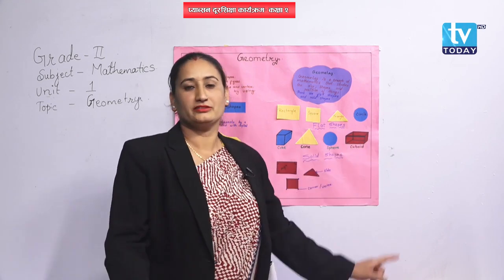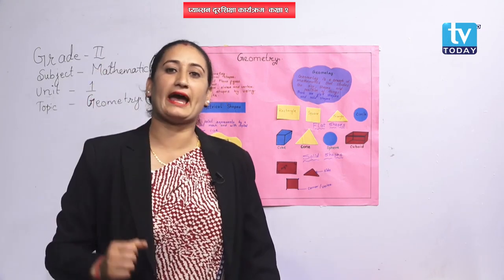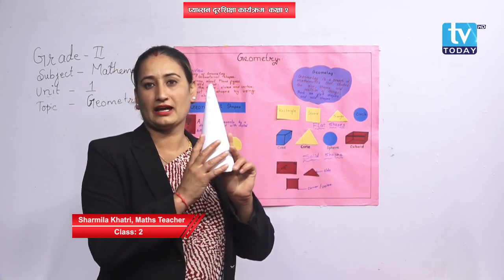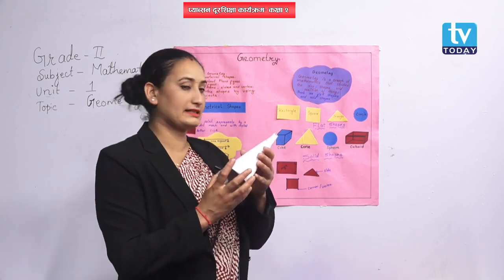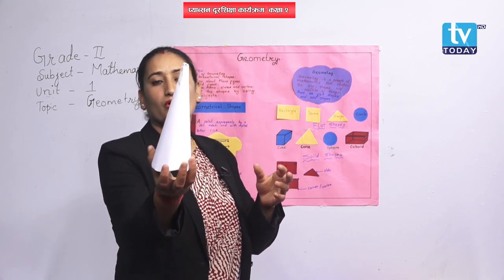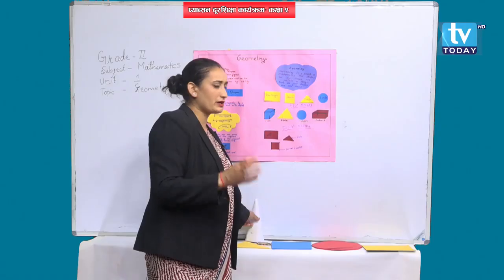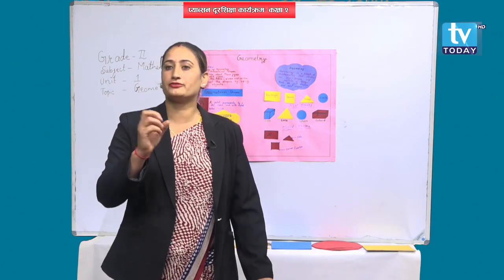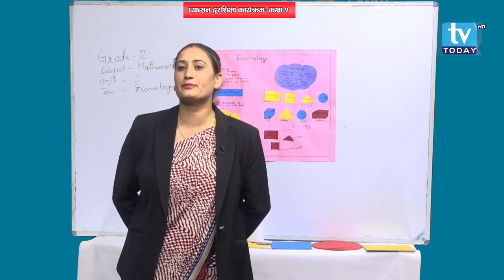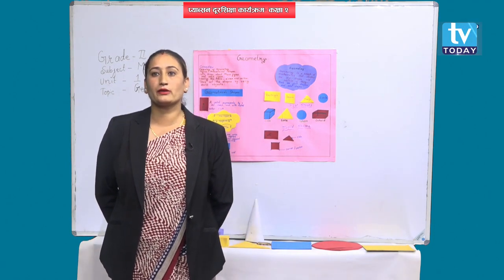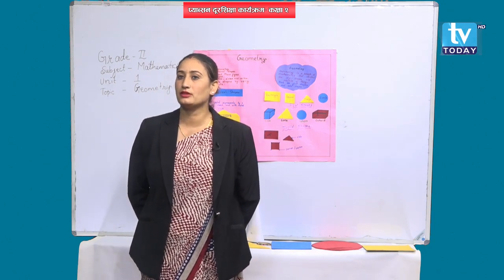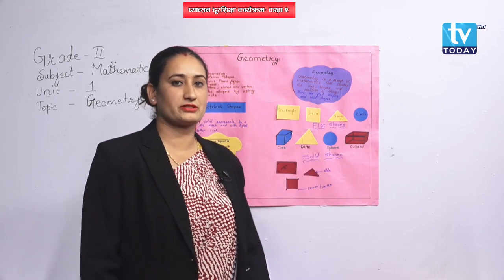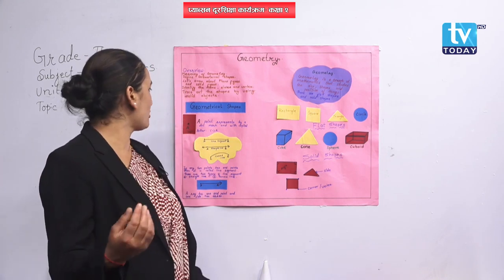And you used to wear a birthday hat, right? Just like this one. It's called a cone. And you used to play bat ball, volleyball, football. Have you noticed what the shape of the football is? And what is the shape of a basketball? They are called spheres. Good job, students.